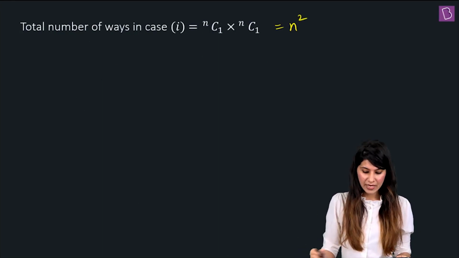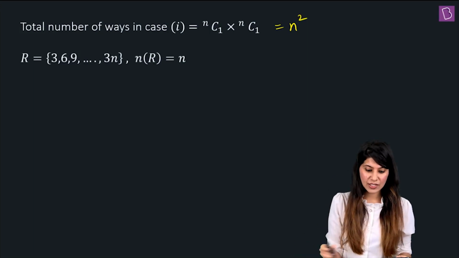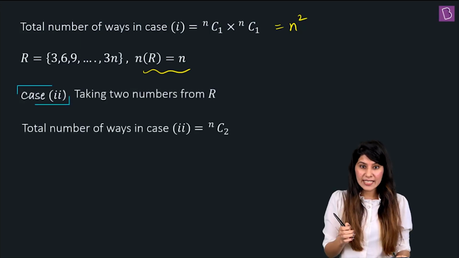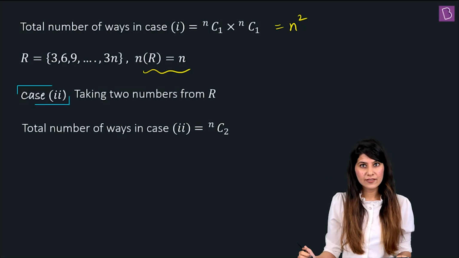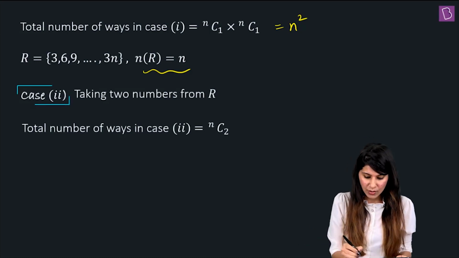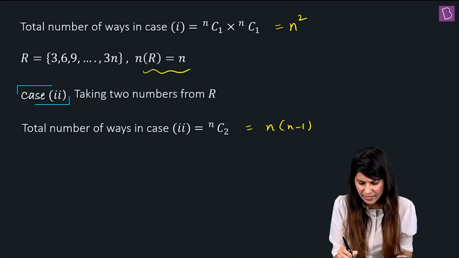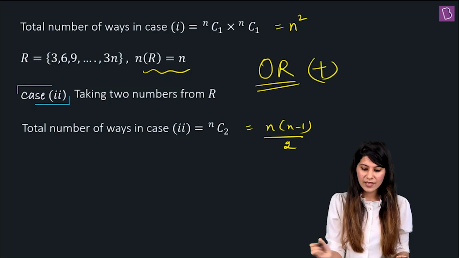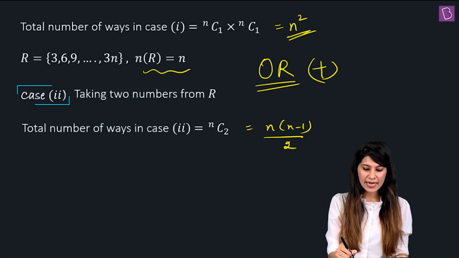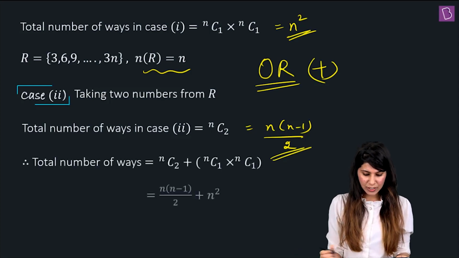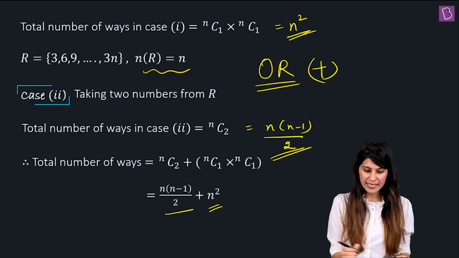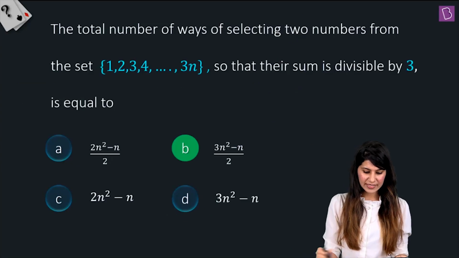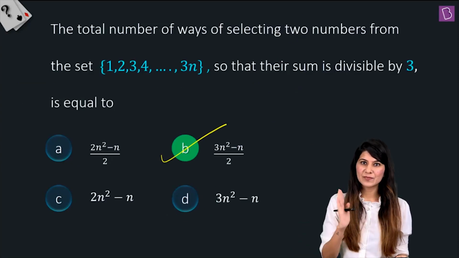The second case, picking both the numbers from set R, which has N elements. That will be done by NC2, selecting two numbers from a set having N elements, and that would be equal to N(N minus 1) by 2. So either case 1 is true or case 2 is true. That means we are going to add these two things. If we do that, we'll get N square plus N(N minus 1) by 2. Sorted. If you solve this, finally you will get (3N square minus N) by 2. So finally, option B is the correct answer. Got it?